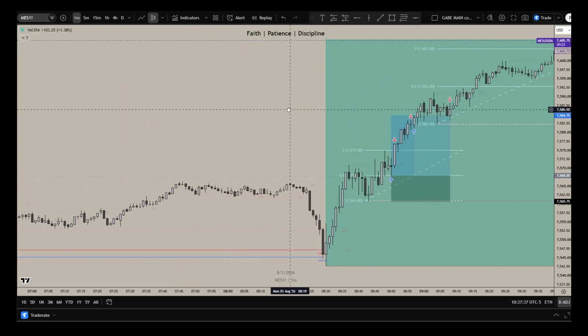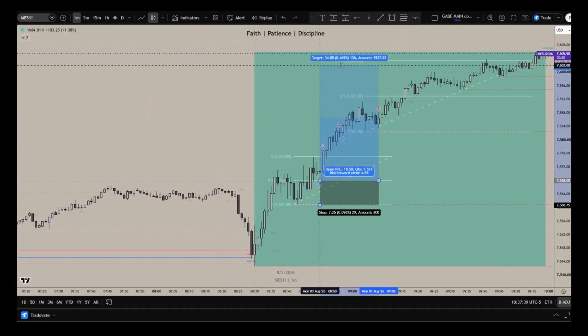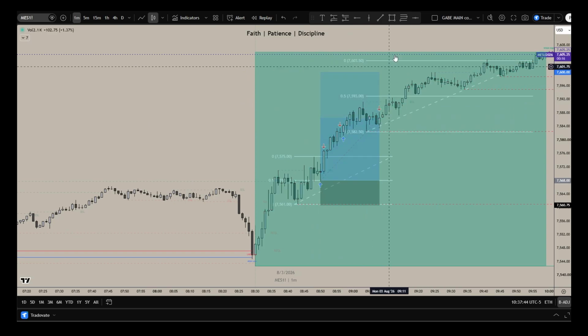Let me go back on here to show. So the 600 level would have been right here. So that would have been a good take profit, but hindsight 2020, we take this lesson and we move on with it. But it's a good win for the start of the week.